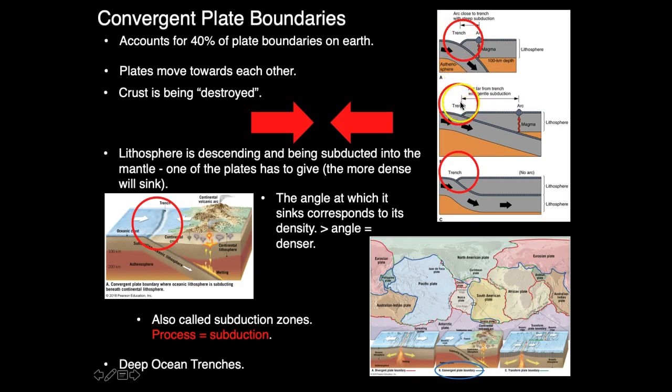And you see that in these three different cases, the angle at which the plate that is being subducted varies. And that depends on the type of convergent plate boundary that is in fact taking place, and we'll go over that in the next few slides.